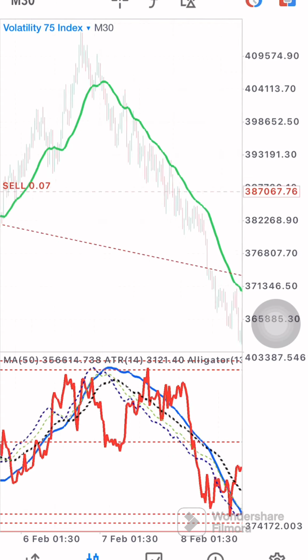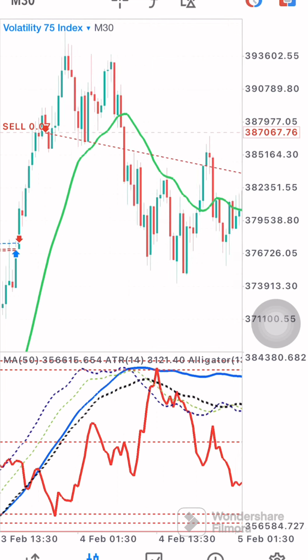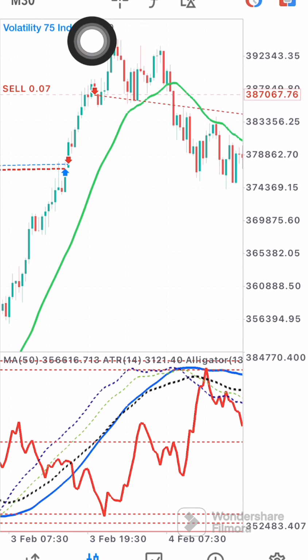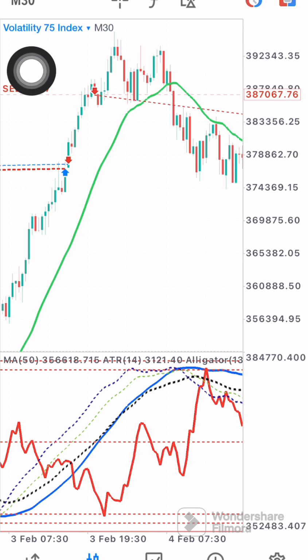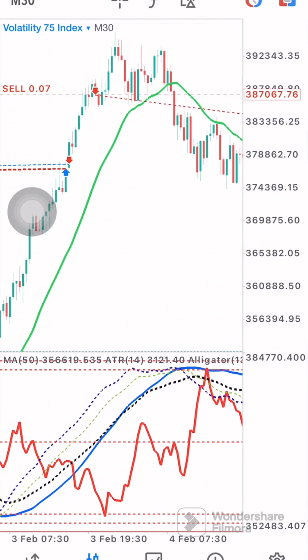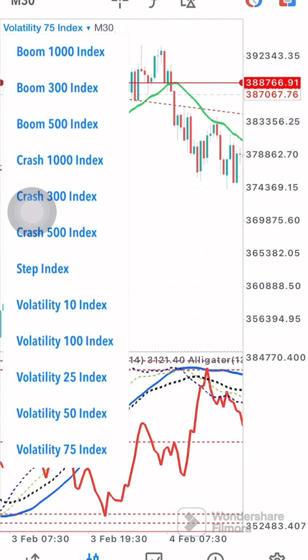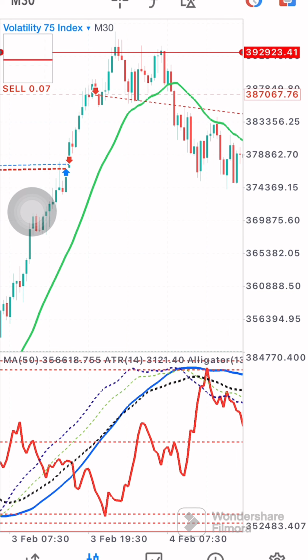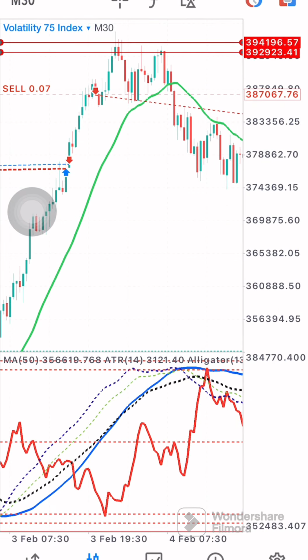Let me give you an instance with this trade we took. This is a 30 minutes chart. We identify a serious double top here. For those that don't know what a double top means, it is a scenario where you have two tops on the market that price was unable to break above. Let me give you an instance here. This is the first top, second top. This is the second top.